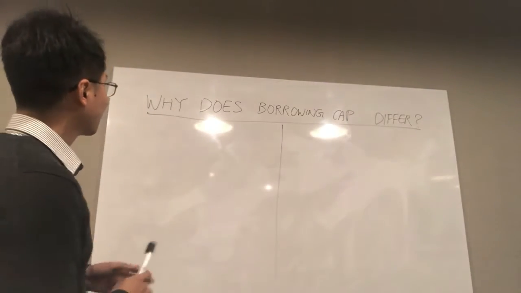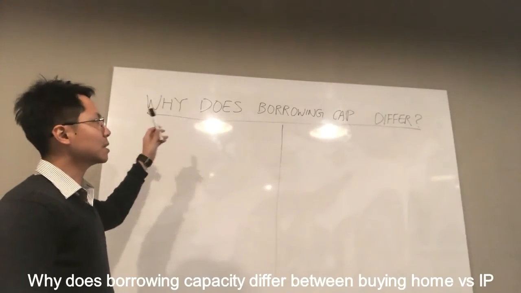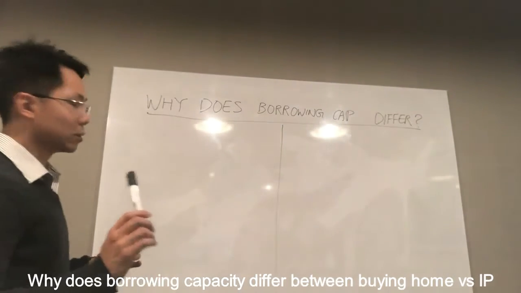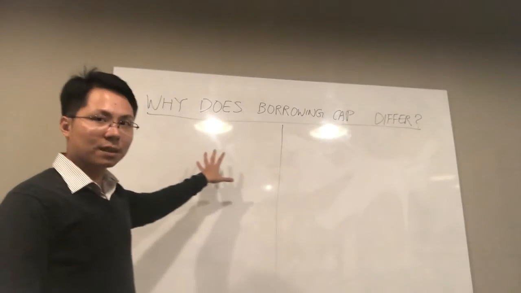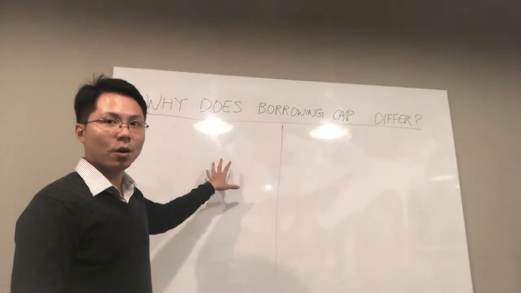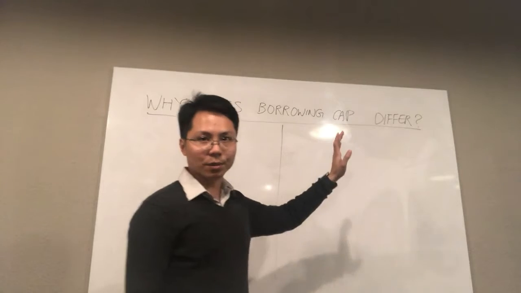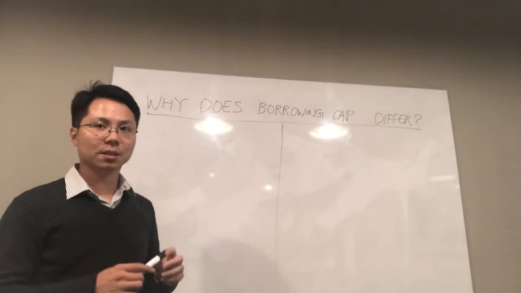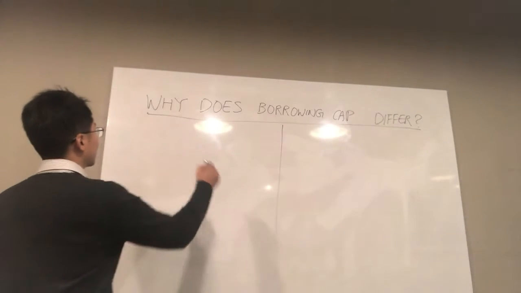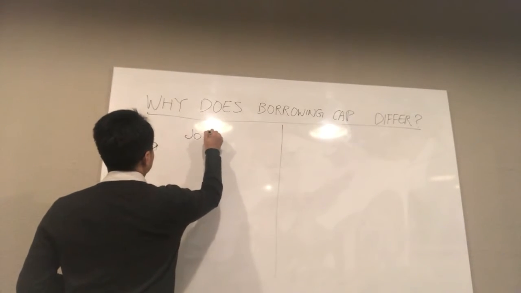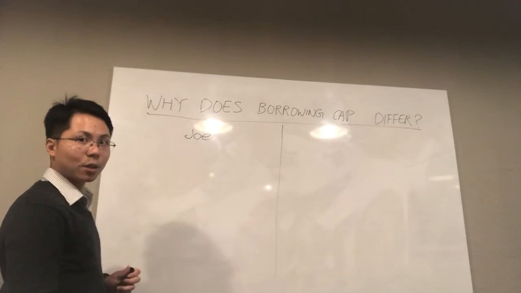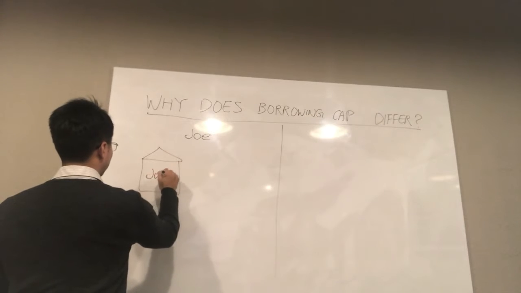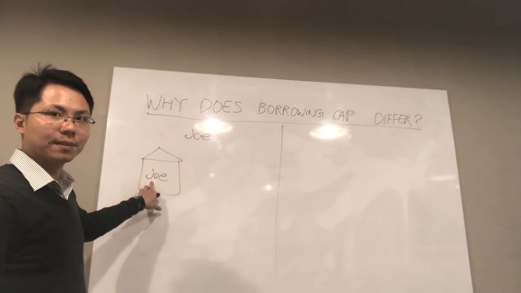All right, so today I want to cover why the borrowing capacity differs between owner-occupier and investor. To give an example, I'm going to start with someone who just wants to buy a home, and then on the other side, I'm going to give an example of an investor scenario, so that you get to see what the differences are. Assuming we've got Joe, who wants to buy his home today. So he's got his home right here, and Joe lives underneath the roof.